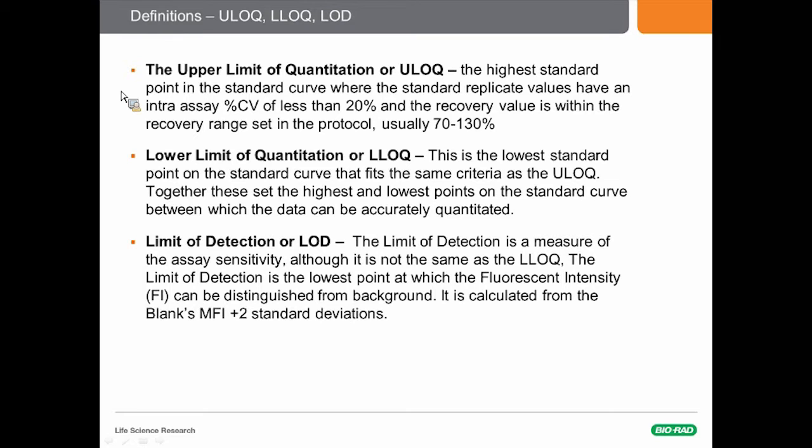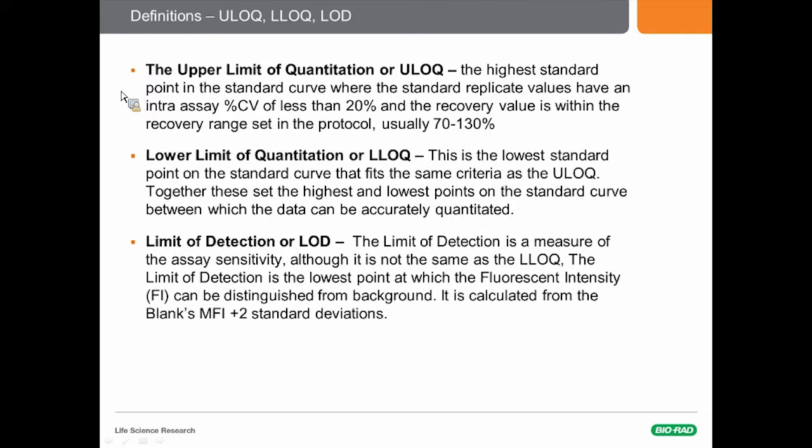The upper limit of quantitation, or ULOQ, is the highest standard point in the standard curve where the standard replicate values have an intra-assay %CV of less than 20%, and the recovery value is within the recovery range set in the protocol, usually between 70 and 130%. The lower limit of quantitation, or LLOQ, is the lowest standard point on the standard curve that fits the same criteria as the upper limit of quantitation.